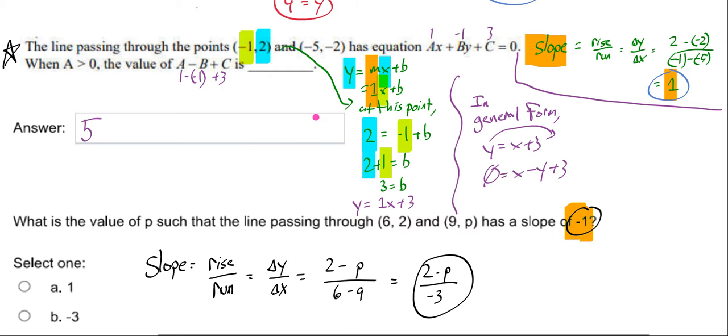So right now I know that my equation is y equals 1x plus b. I don't know what b is, but I do have 2 examples of what y could be and 2 examples of what x could be.